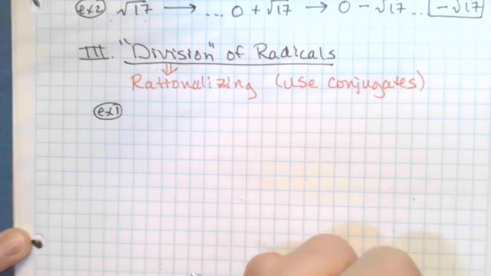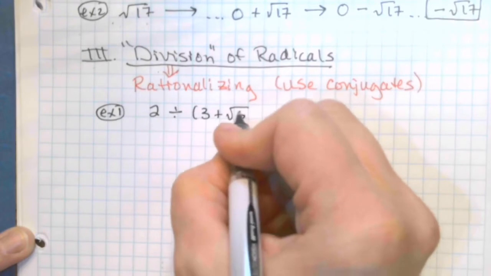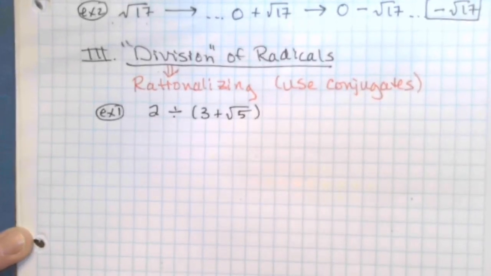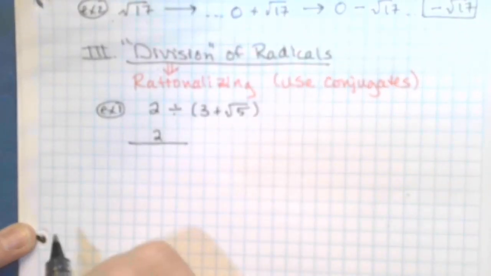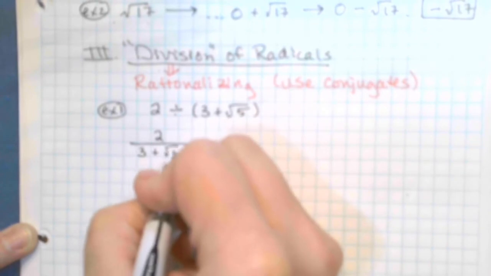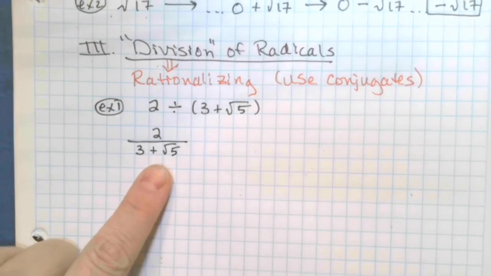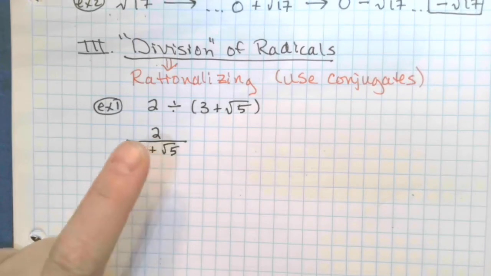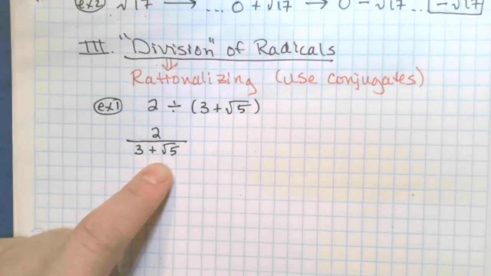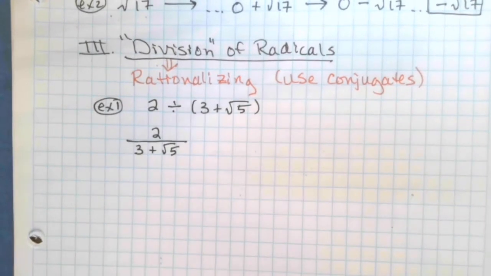So this is a little bit different. Here's an example. 2 divided by 3 plus radical 5. So first thing you're going to want to do is stack this up into a fraction. So 2 divided by 3 plus square root 5. So when you rationalize, you eliminate all radicals from the bottom of the fraction. You can't divide by a number you can't define. And any number that is trapped in a radical is automatically a non-repeating, non-terminating decimal. So it has no set value. That's why it is irrational.